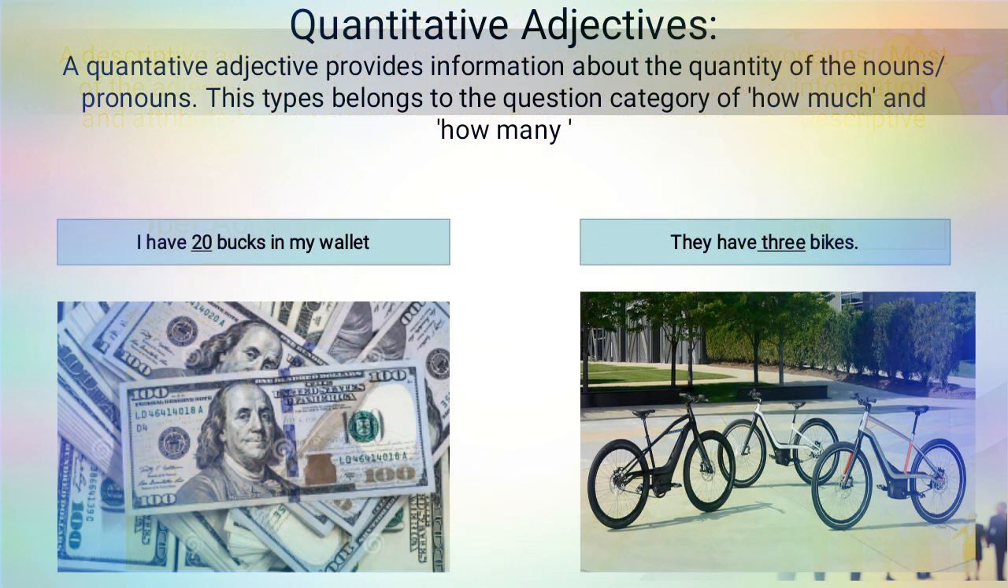Quantitative adjectives. A quantitative adjective provides information about the quantity of the noun or pronoun. This type belongs to the question category of how much and how many. Examples are: I have 20 bucks in my wallet. They have 3 bikes.